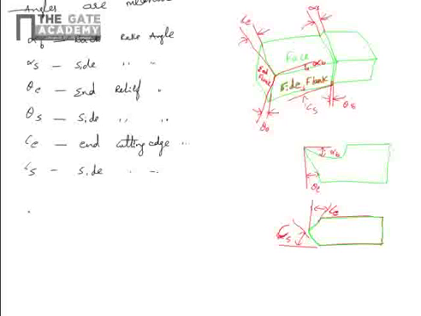So the ASA system notation is alpha B, back rake angle, alpha S, theta E, theta S, cutting edge angle, side cutting edge angle, and another one is R. R is nothing but nose radius, the radius of the end point of the tool. How each parameter affects the machining process is more important.